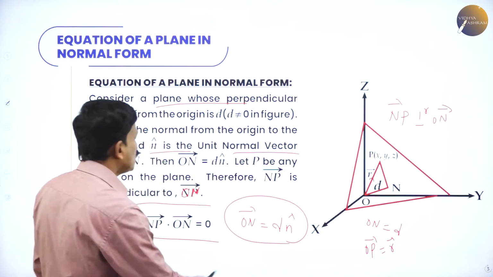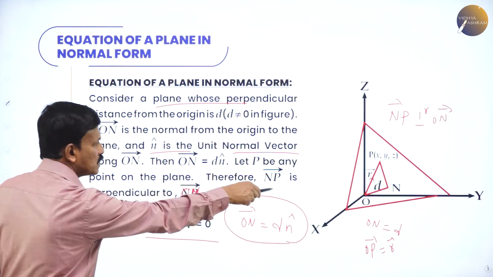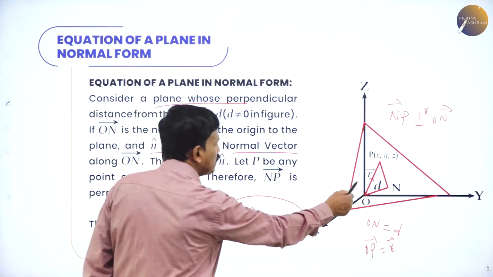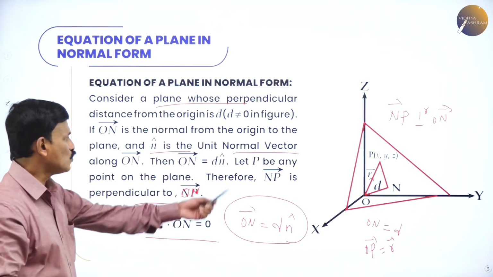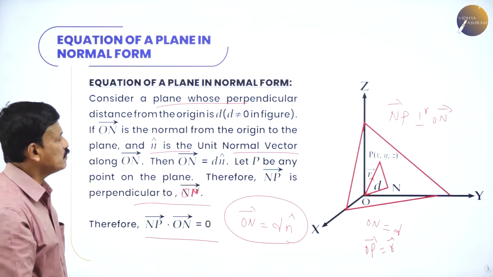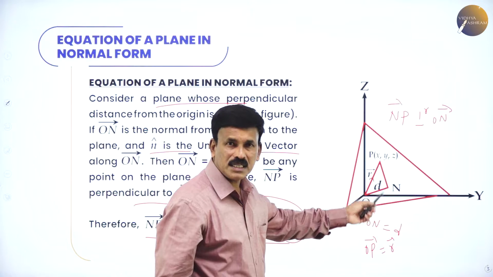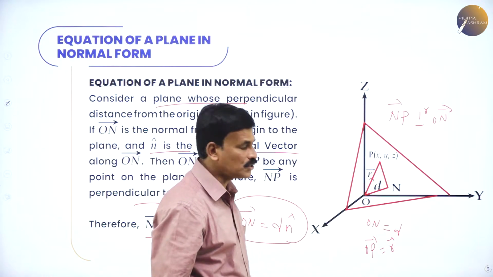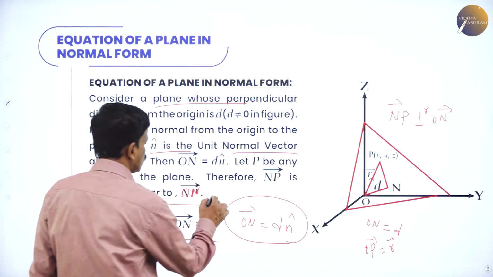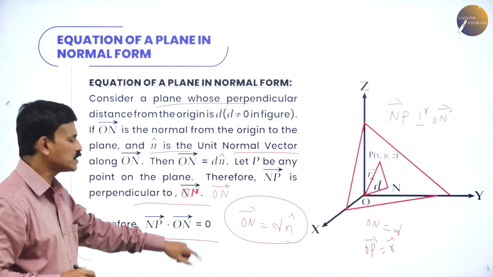See here, consider a plane whose perpendicular distance from the origin is d, where d is not equal to 0. That is represented in the figure, and ON is the normal from the origin to the plane. Let n cap be a unit normal vector along ON, and let P(x, y, z) be any point in the plane whose position vector is OP is equal to vector r. Since the vector NP is perpendicular to ON, the dot product is equal to 0. Therefore NP dot ON is equal to 0.